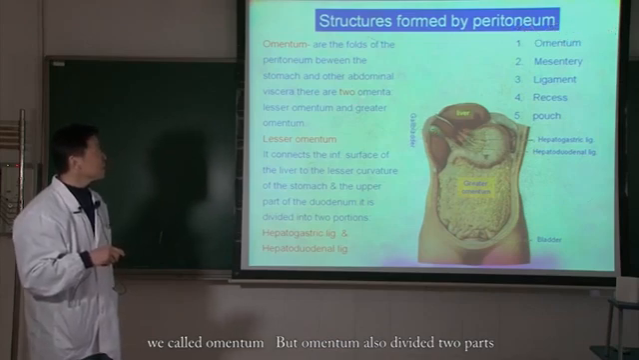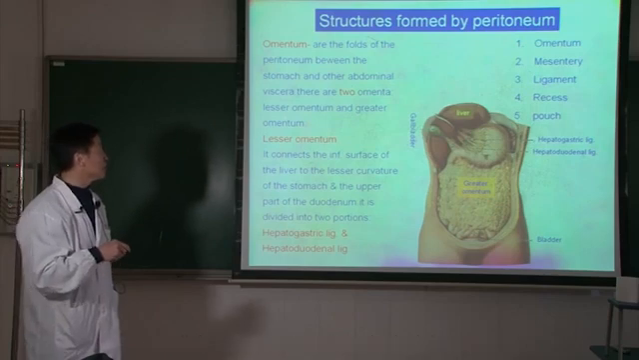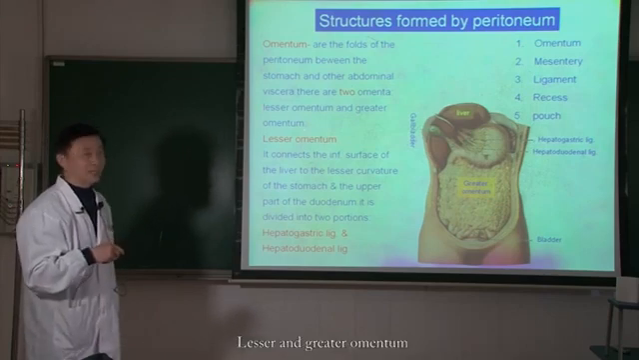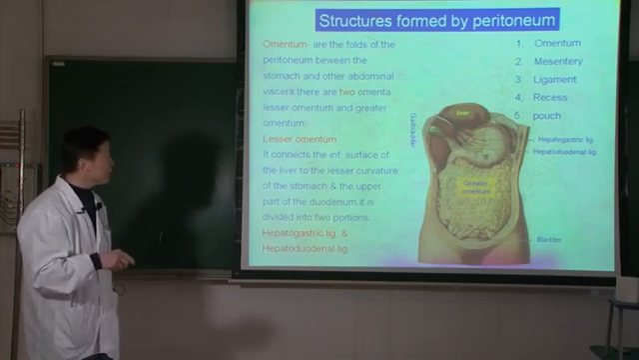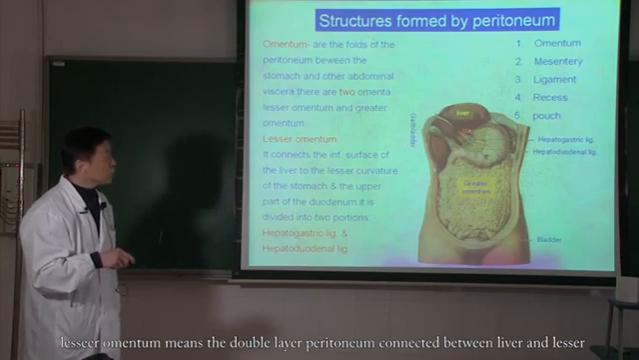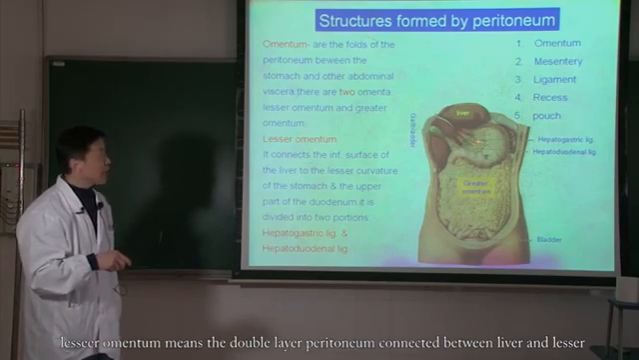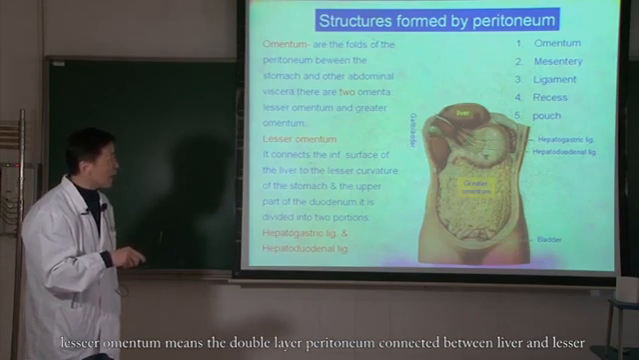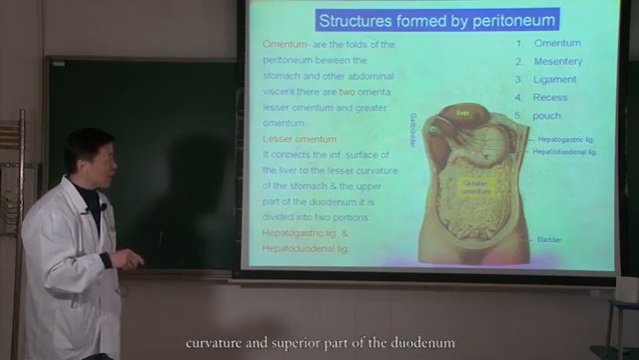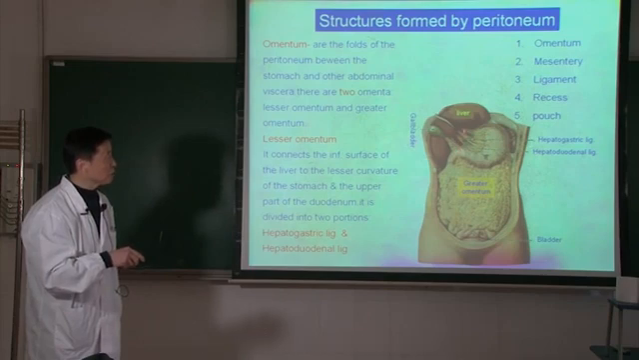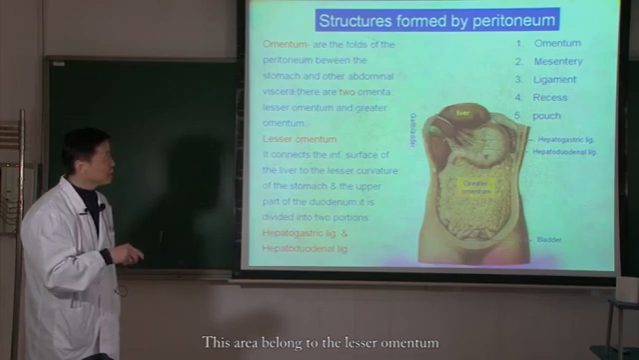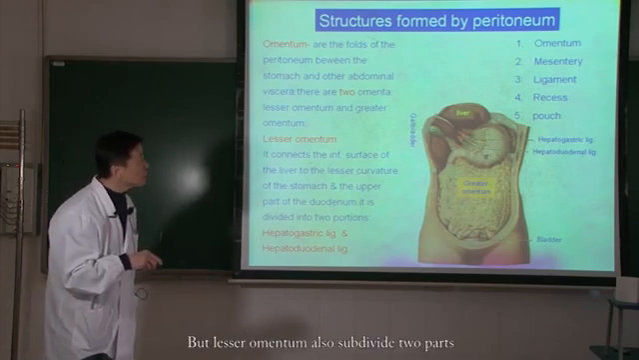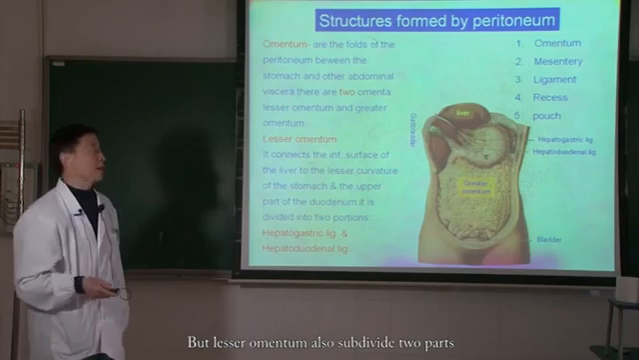But the omentum also divides into two parts, lesser and greater omentum. First of all, I introduce the lesser omentum. Lesser omentum means the double layer peritoneum connecting between the liver and the lesser curvature and the superior part of the duodenum. This area belongs to the lesser omentum. But the lesser omentum also subdivides into two parts.